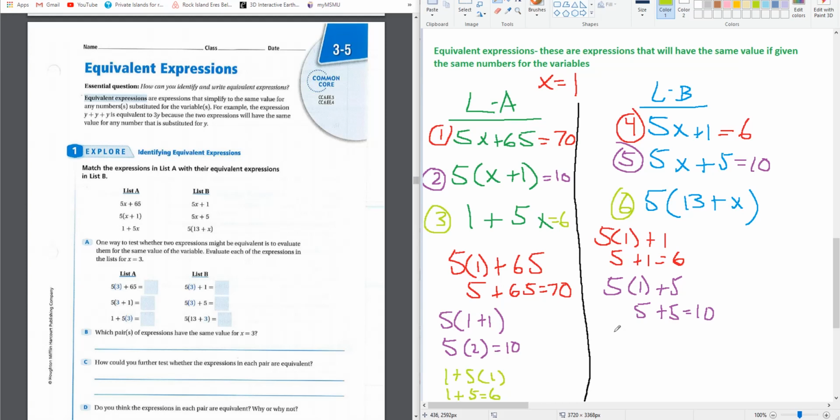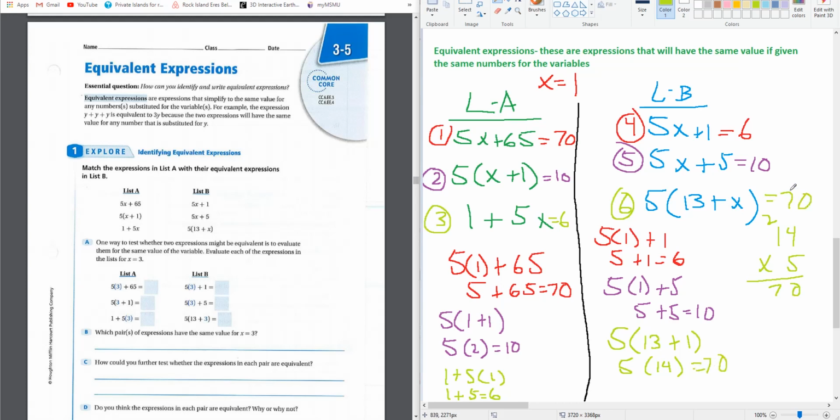And then we have the bottom one. 6. So that's 5 times parenthesis 13 plus 1. Parenthesis happens first, so that's 5 times 14. And then 14 times 5 is 5 times 4 is 0. 5 times 1 is 5 plus 2 is 7. So that's 70. All right.